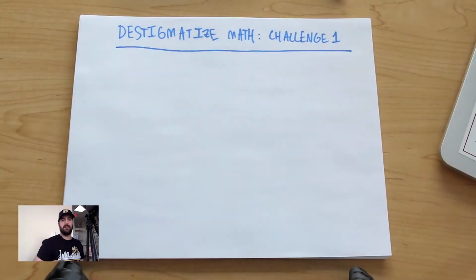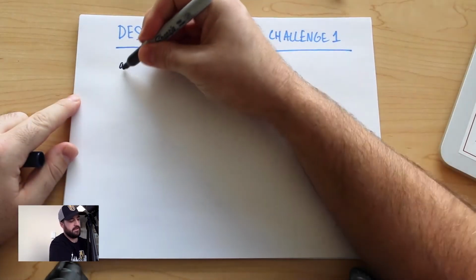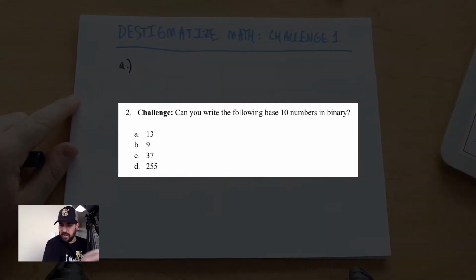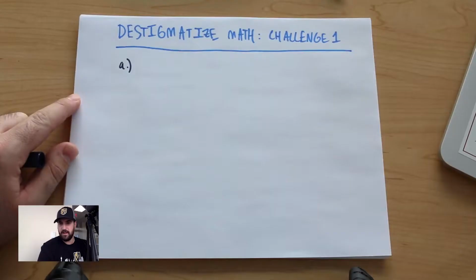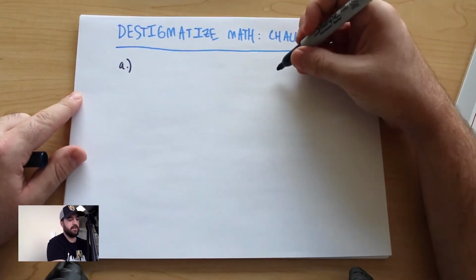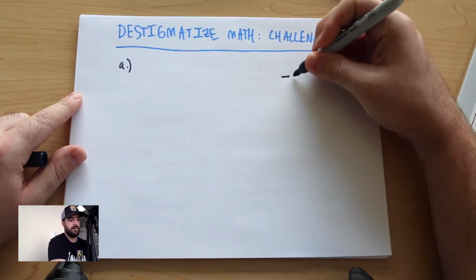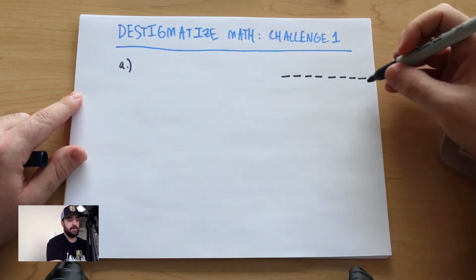Alright guys, let's get into this challenge problem. Part A, the question itself is: can you write the following base 10 numbers in binary? This is a little bit different than what I did in the instructional video, where I converted binary numbers into base 10. Now we're going to go backwards. That's the challenge. To start, on the side here, I want to write the first 8 digits of any number in base 2.